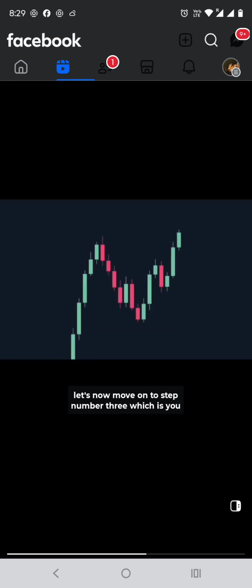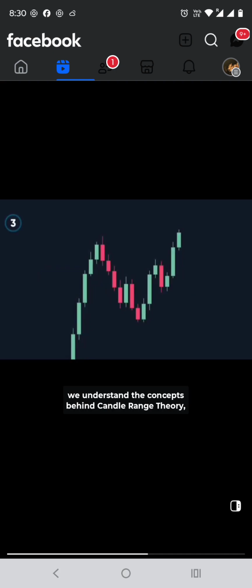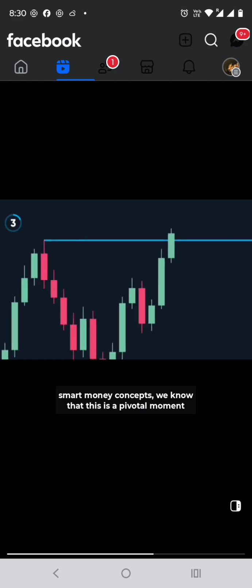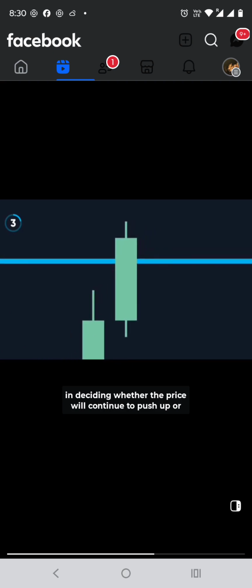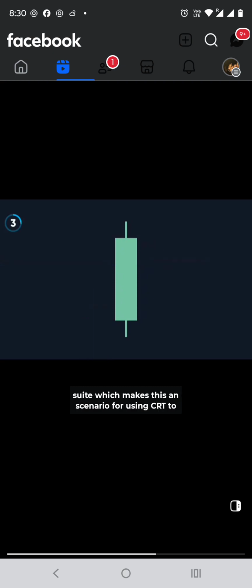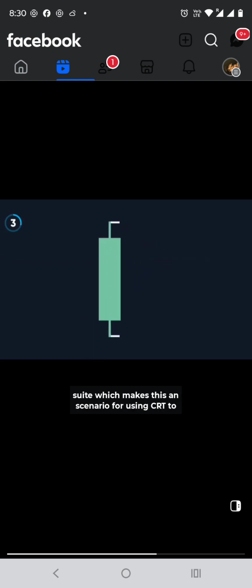So let's now move on to step number 3, which is how you should pair time frames to find entries with CRT. So now that we understand the concepts behind candle range theory, it's important to emphasize how we should actually plan our setups using this strategy. For example, here we have a chart on the daily time frame, and as we can see, the price has attacked this buy-side liquidity level. And with our knowledge on smart money concepts, we know that this is a pivotal moment in deciding whether the price will continue to push up or push down in the form of a liquidity run or a liquidity sweep, which makes this an ideal scenario for using CRT to analyze this candle.